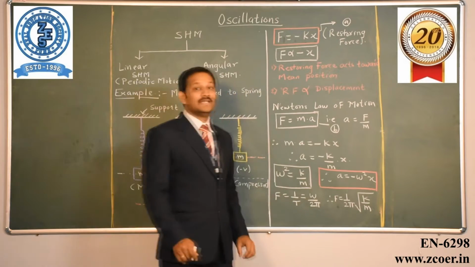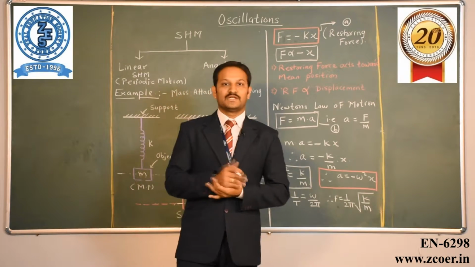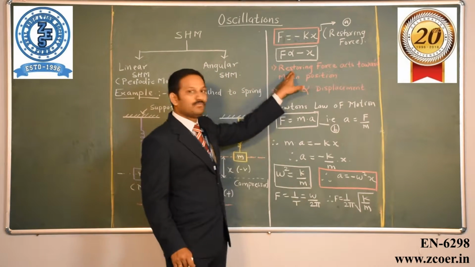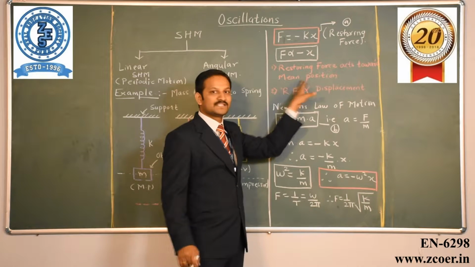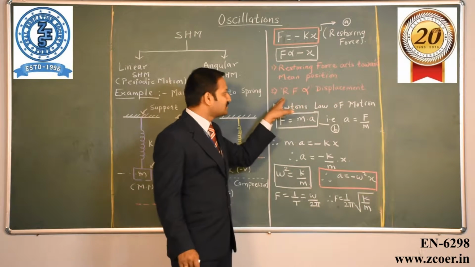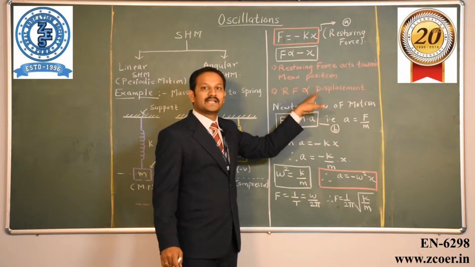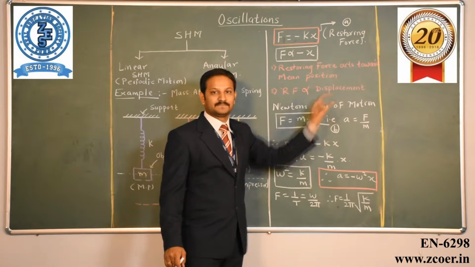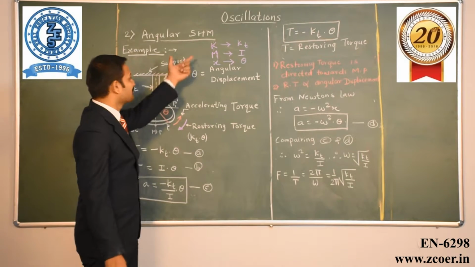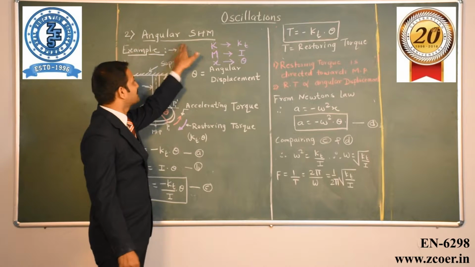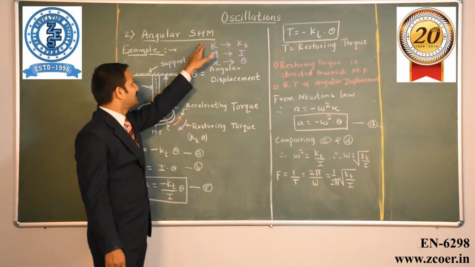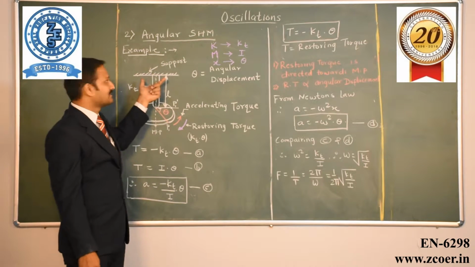That means, for a linear simple harmonic motion, restoring force always acts towards the mean position, and the magnitude of restoring force is directly proportional to the displacement. Now, next type of simple harmonic motion is angular simple harmonic motion. Get it understood using an example.